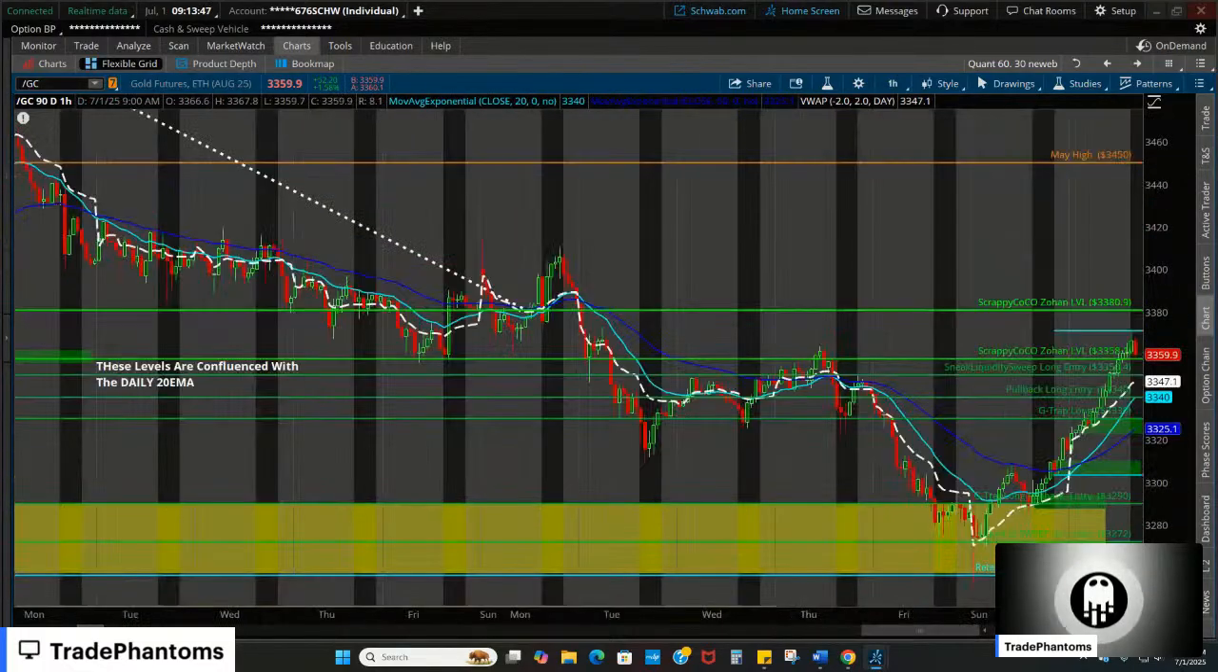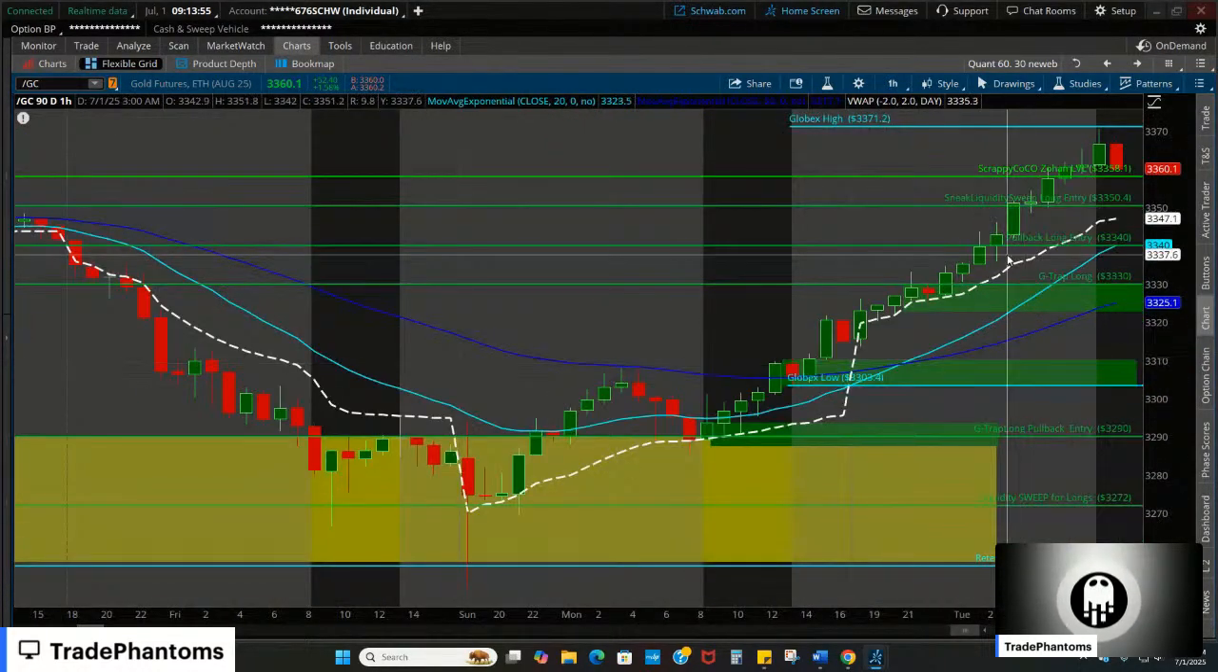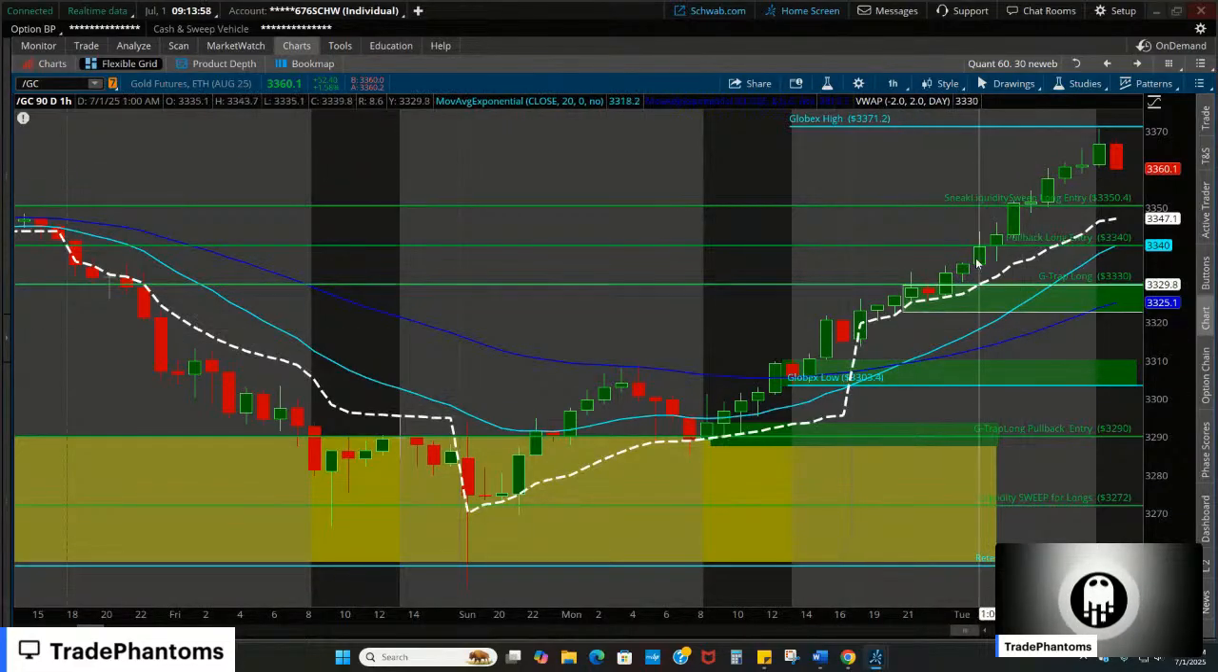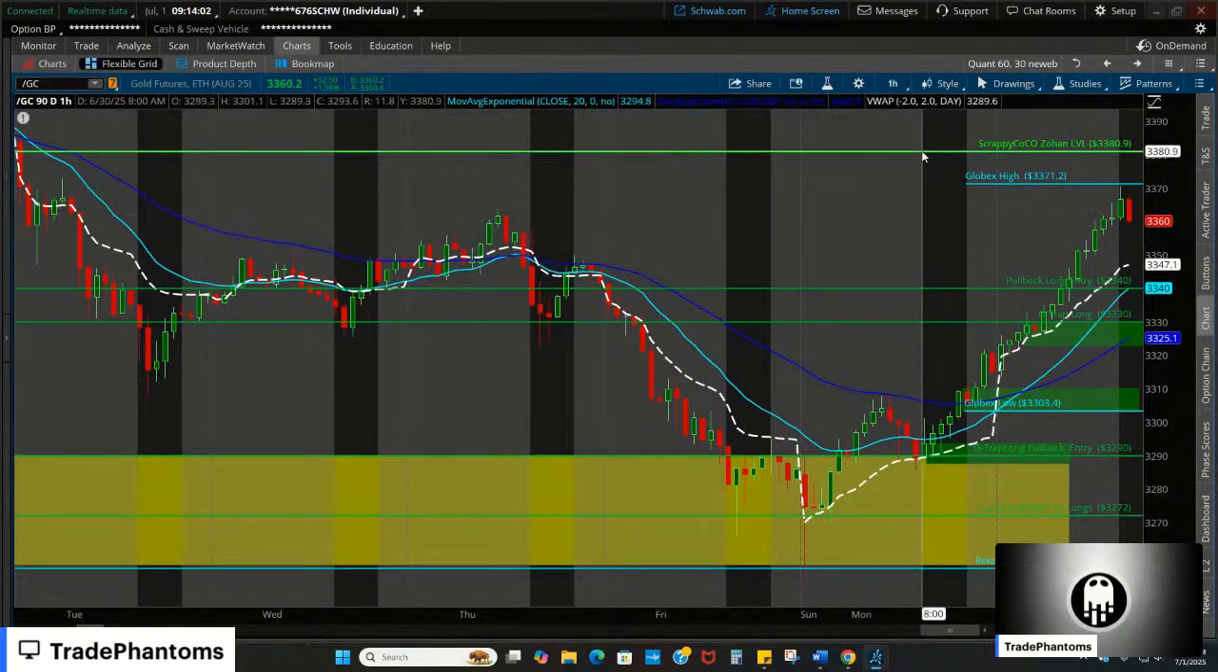But a couple levels. We had these levels. Doink, just bounces, inevitably came down into the weeklies down here. So that is what we were looking at there.